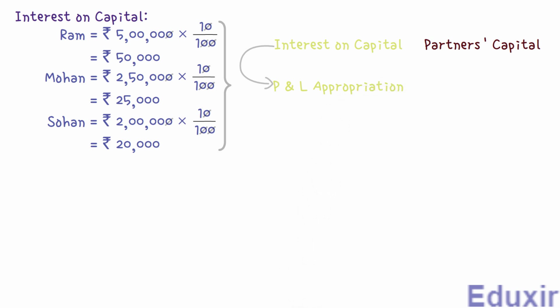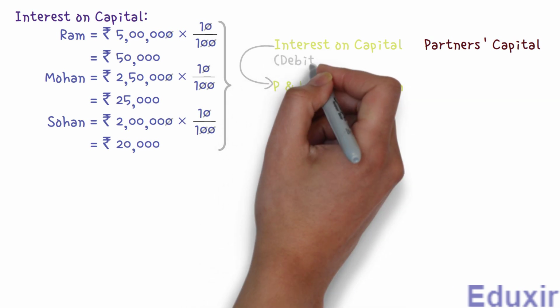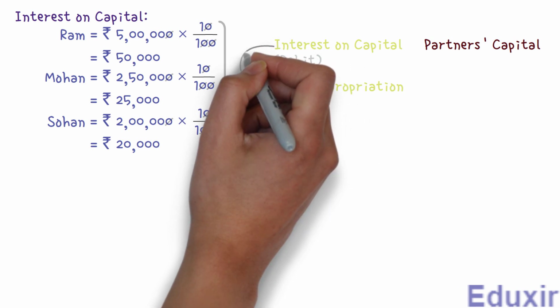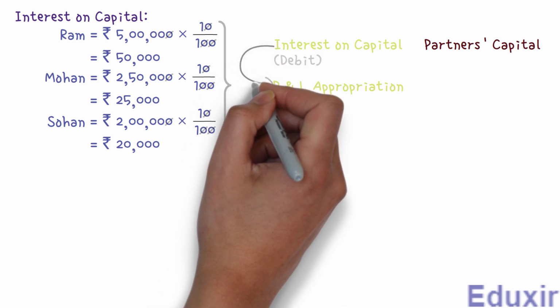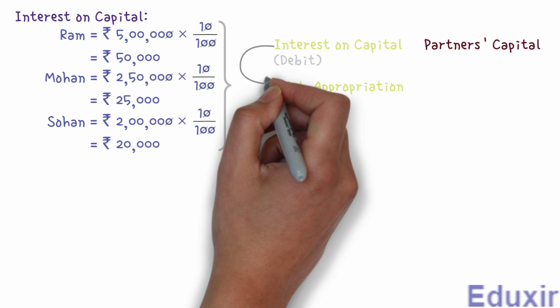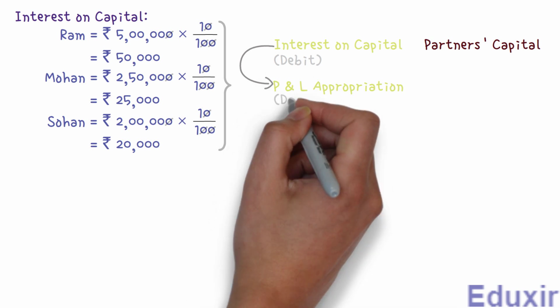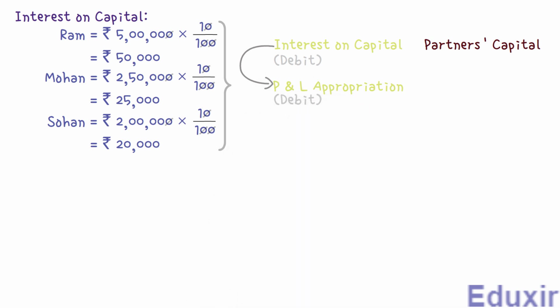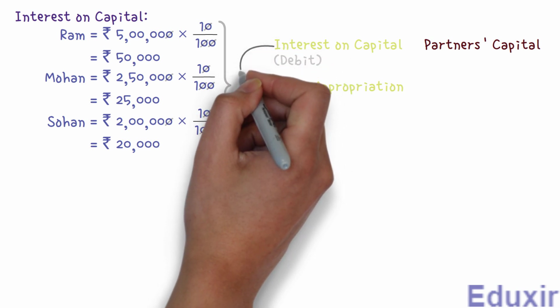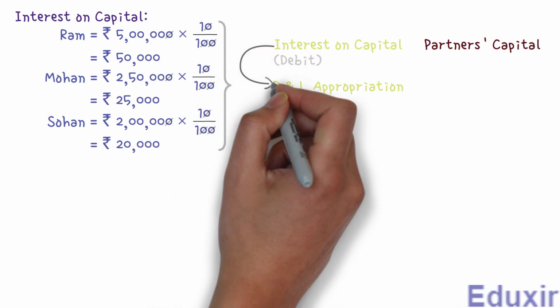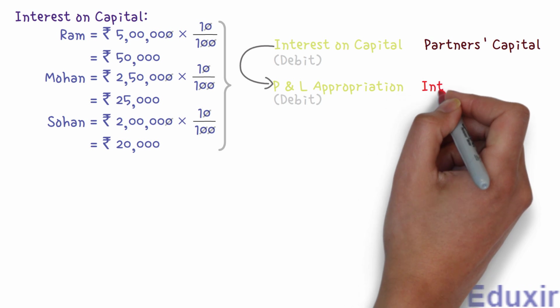See, when we have posted the interest on capital into the interest on capital account, we posted it on the debit side of the interest on capital account. So, when we transfer this amount from the interest on capital account to the profit and loss appropriation account, we should transfer it on the debit side of the profit and loss appropriation account. Also, as we are transferring the interest on capital out of the interest on capital account, we should credit the interest on capital account.